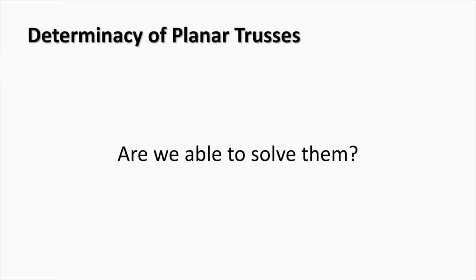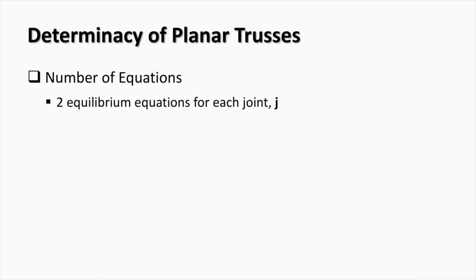Now we will learn how to determine whether we can solve a truss with one of the methods we've learned so far, namely the method of joints and the method of sections. We can write 2 independent equilibrium equations for each joint in a planar truss. Therefore, the total number of equilibrium equations equals twice the number of joints, J.